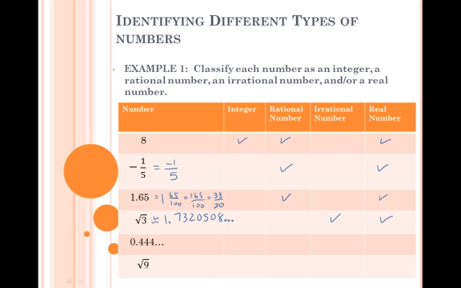The number 0.444 and so on, this is equivalent to 4 over 9, or 4/9, which is a rational number and also a real number. The square root of 9 is the number that when multiplied by itself gives us 9. Since 3 multiplied by itself gives us 9, that makes square root of 9 an integer, as well as a rational number and a real number.